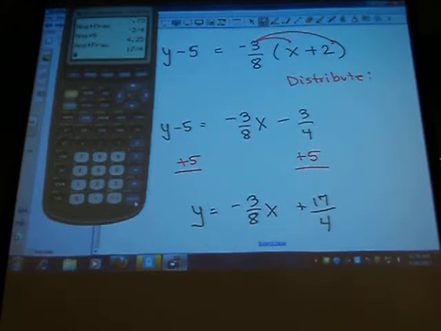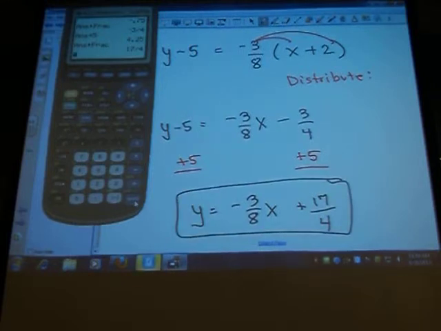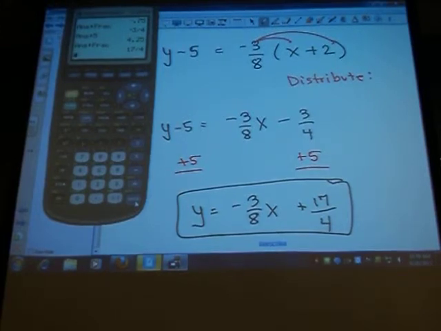If you can do the fractions on the calculator, that is not that hard of a problem. There's basically two steps: the distributing step, and then you've got to move that constant over by adding or subtracting. That is our answer. You don't have to simplify it, just leave it like that. Once you get y equals, you are done. They want the answer as an improper fraction, not mixed numbers, because our y-intercept is 17/4 and our slope is negative 3/8.